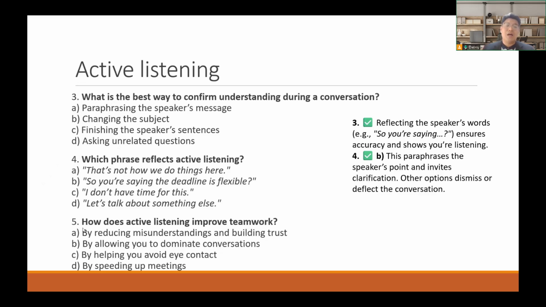Okay. 5, let's see the benefits of active listening. How does active listening improve teamwork? A, by reducing misunderstandings and building trust. B, by allowing you to dominate conversations. C, by helping you avoid eye contact. Or D, by speeding up meetings.